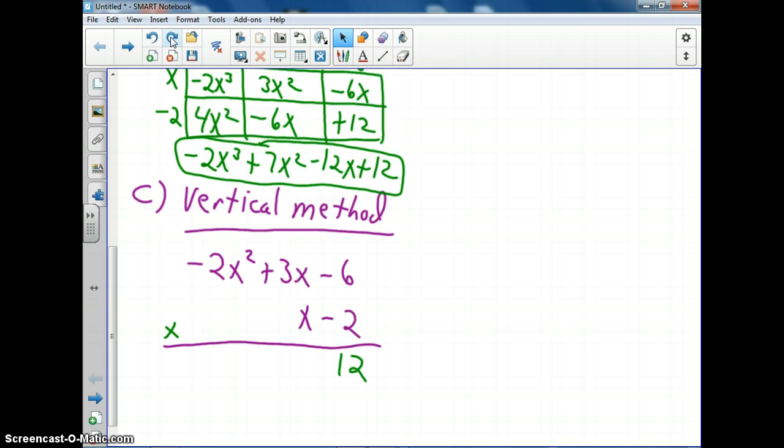-6x. That's what you're seeing right there. Here it comes. -6x. What's -2 times -2x squared? 4x squared. That's what you're seeing right there. 4x squared. Here it comes. Right there. 4x squared. Okay, so we did this, the -2. Now we're going to do the x.